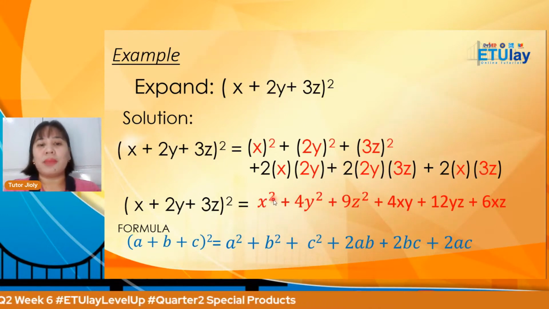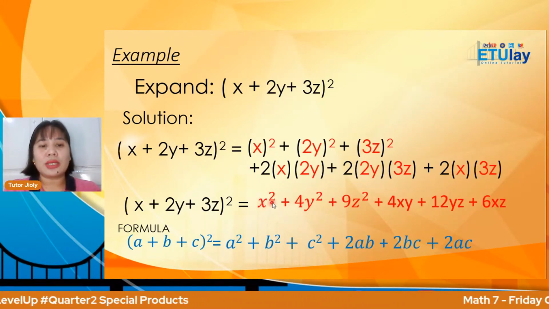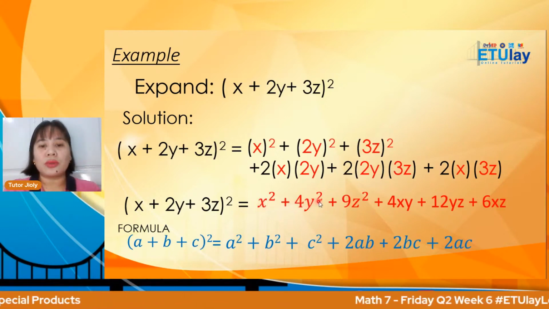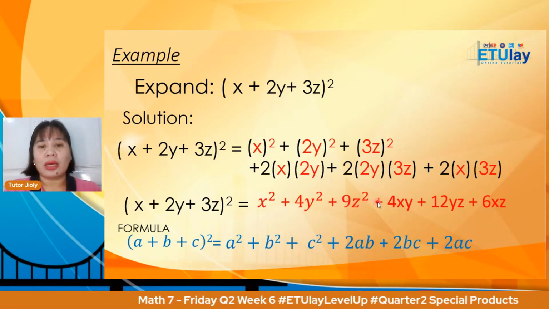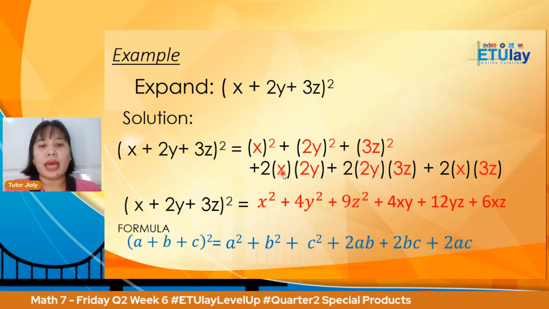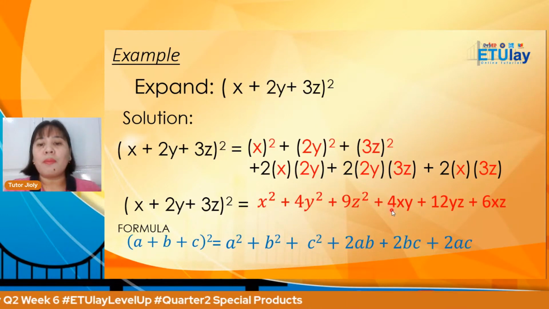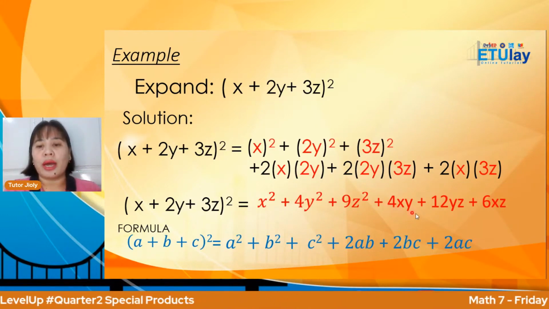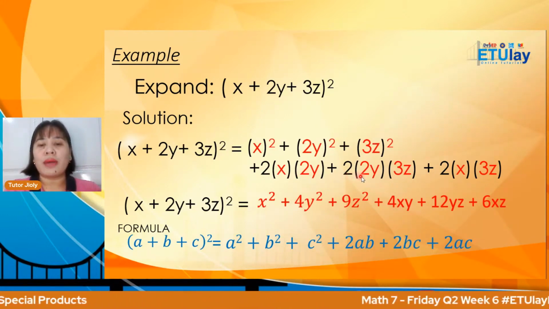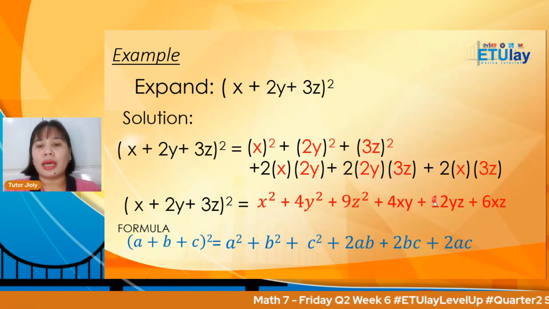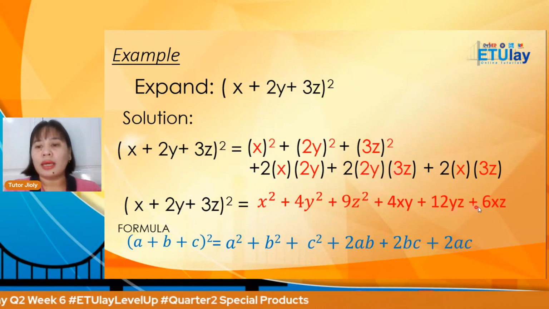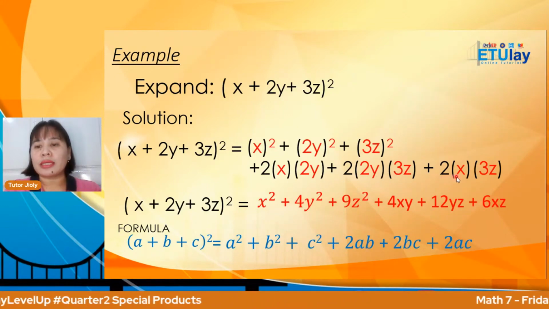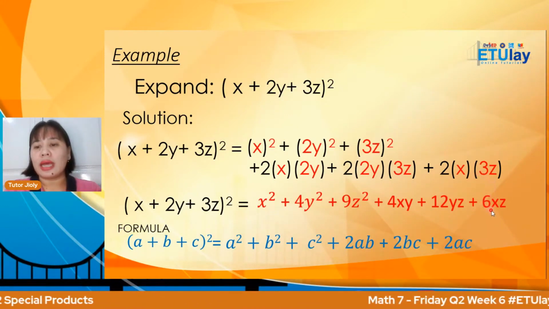Then, after that, simplify na natin. So, x raised to 2 plus 4y raised to 2 or y squared plus 9z squared plus. Okay, ito po yun. 2 times x times 2y, kaya naging plus 4xy. Then, we have 2 times 2y times 3z, kaya 12. Kasi 2 times 2, that is 4. 4 times 3, that is 12. 12yz. Then plus 2 times x times 3z, kaya 6xz.